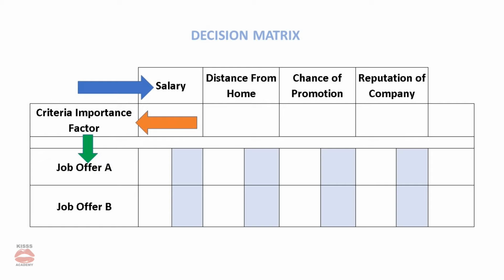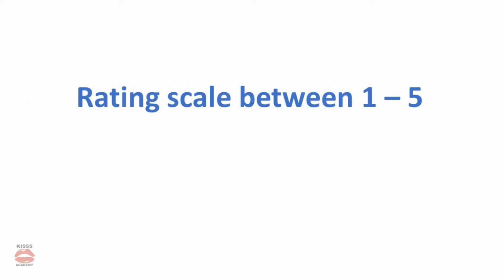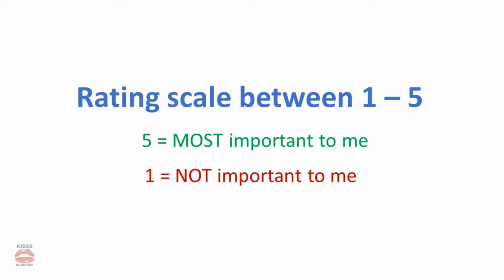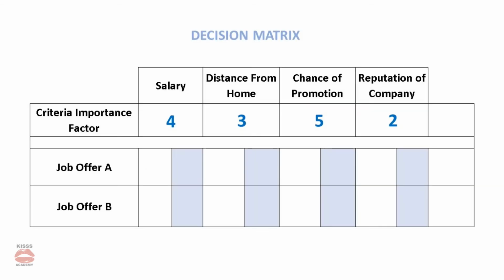For this example, we're going to use a scale of 1 to 5, 5 meaning that this criterion is the most important to me, and 1 meaning that it is not important to me. So as I look at salary, as you can see, I've given it the number 4. It means that it's important to me, but it's not the most important thing to me. Distance from home, I gave it a 3 because it's still something I want to consider, but it's not as important as the salary in this case.